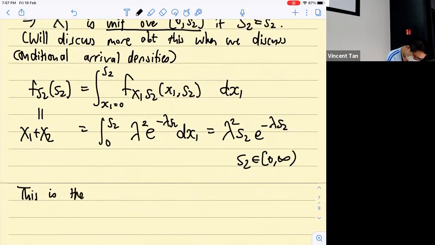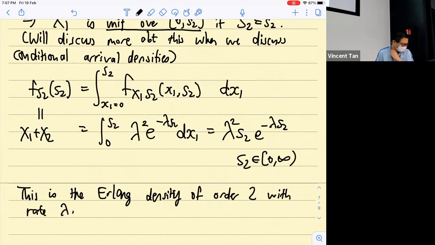This is the Erlang density of order 2 with rate lambda. Okay, so that has a name. This density, this one equal to this one, has a name. It is the Erlang density, for S2 non-negative, of order 2 with rate lambda. So what do you think is the Erlang density of order 1 with rate lambda? Yes, it's exponential lambda.